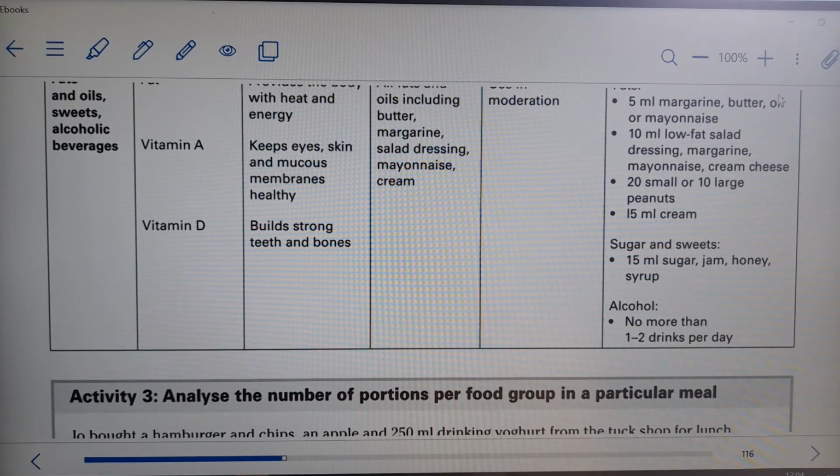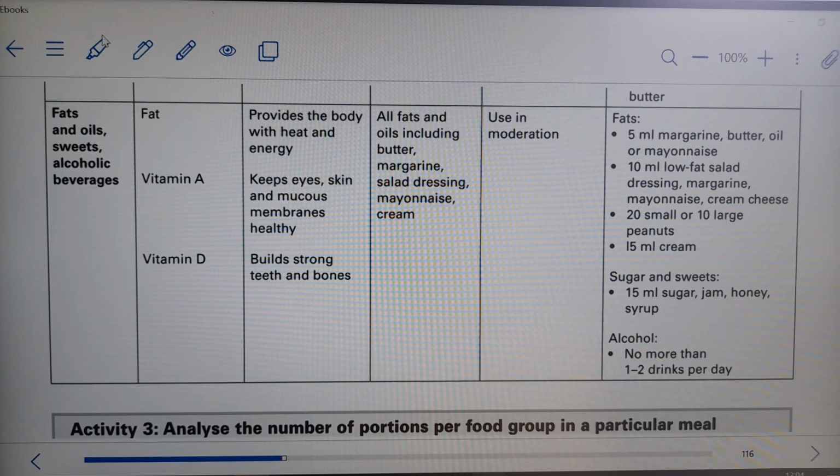And we have fats and oils, sweets, and alcoholic beverages. What do we get? Fat, vitamin A, and vitamin D. What do these things do? They provide the body with heat and energy. They keep eyes, skin, and mucous membranes healthy. They build strong teeth and bones. And where do we get them from?